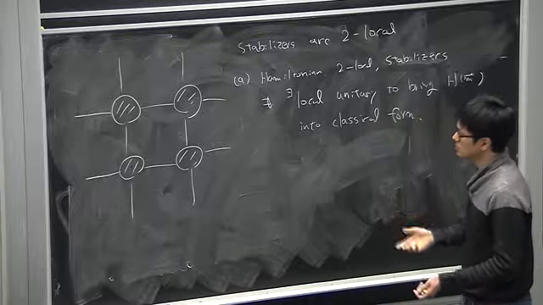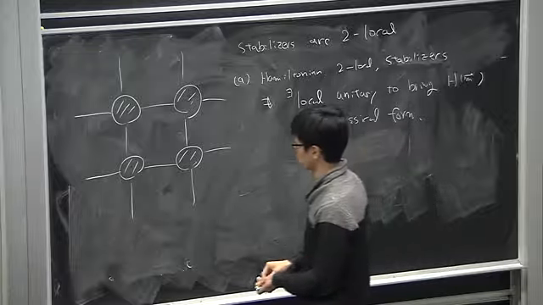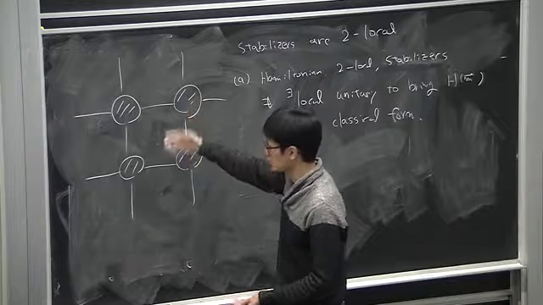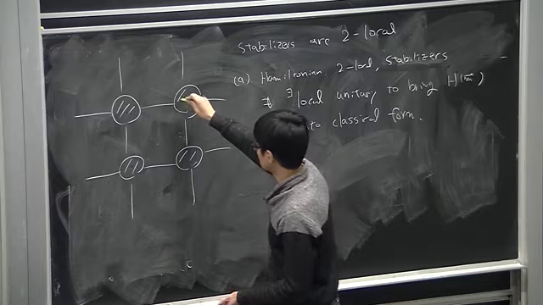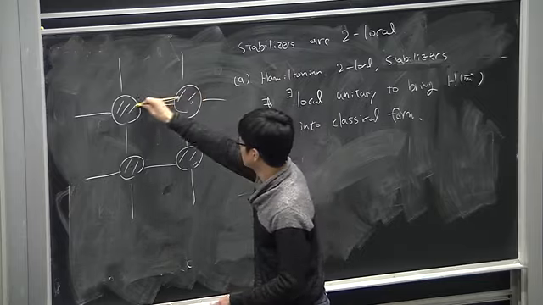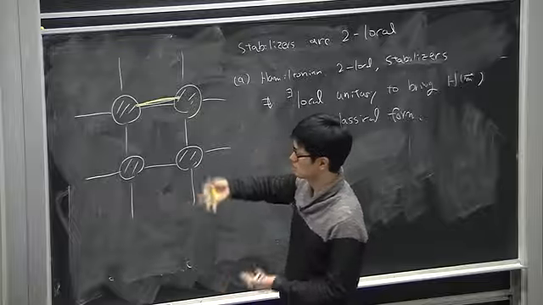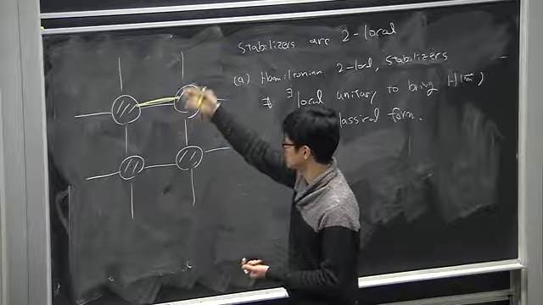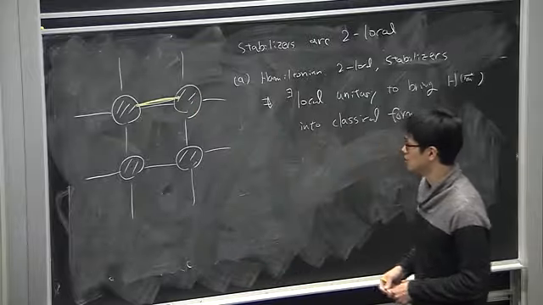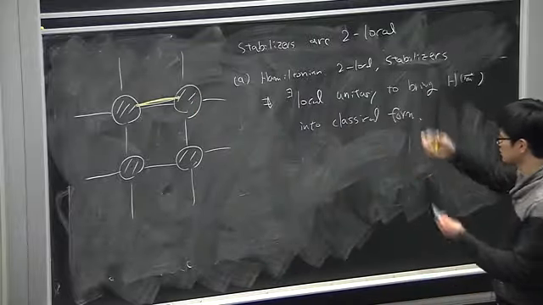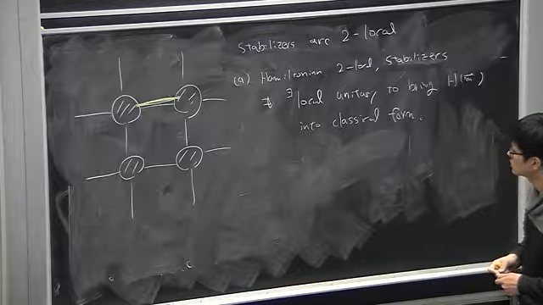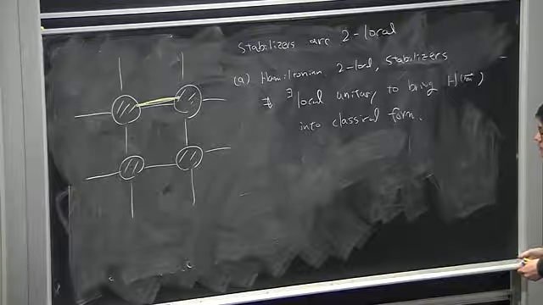And you can sort of see this, that if you only have 2-body interactions, what you can do is you can actually create some EPR pair between neighboring sites, or you can create a ferromagnet by putting ZZ interactions and so on. But you cannot do anything else with these 2 local commuting stabilizers. That is one way of proving it.